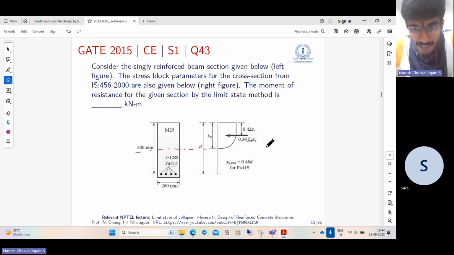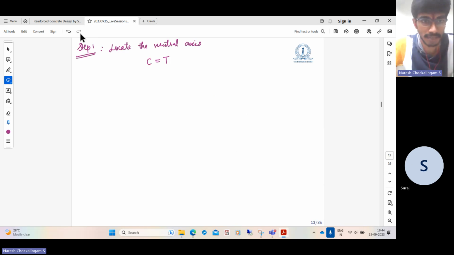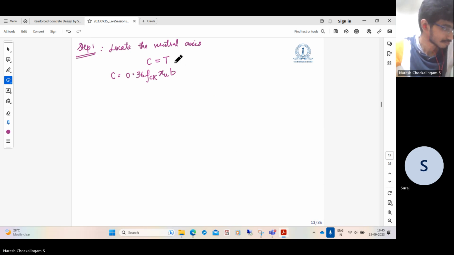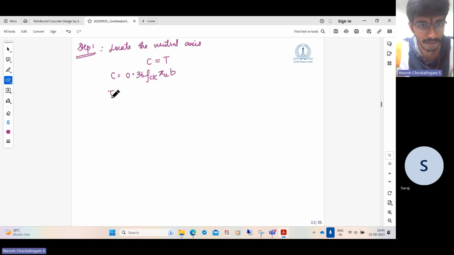So the total compressive force is given as this. If this is the stress distribution, they have already given the integral as 0.36 fck xu. But we need to multiply it by the width of the cross-section. Therefore, the total compressive force is 0.36 fck xu multiplied by b. And what is the total tensile force? Tensile force is fst times Ast. Now assume that the section is under-reinforced.